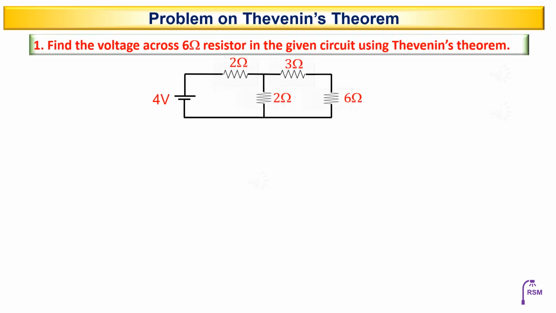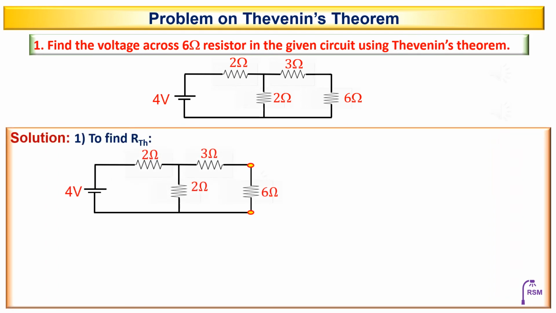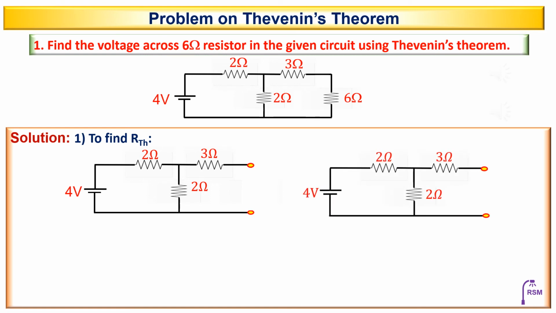Now let us consider a DC circuit in which the voltage across 6 ohm resistor is to be calculated using Thevenin's theorem. To find RTH, first remove the 6 ohm resistor because we have to calculate the current through the 6 ohm resistor. Then short the 4 volt voltage source and calculate the resistance observed from the terminals of 6 ohm.